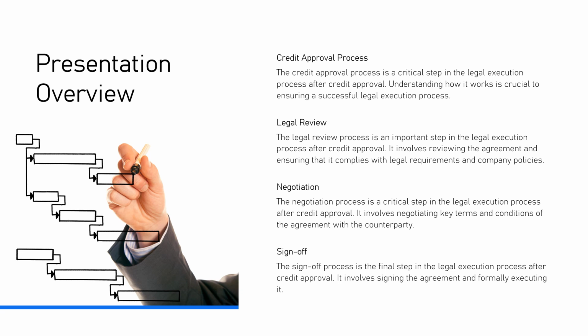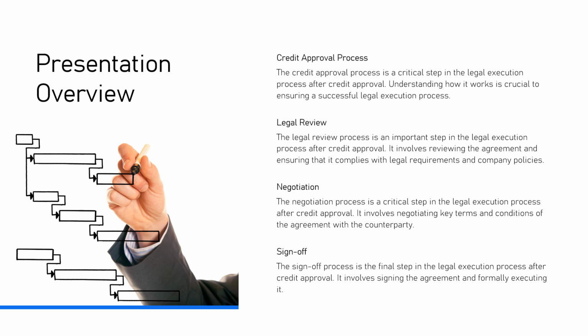The credit approval process is a critical step in the legal execution process after credit approval. Understanding how it works is crucial to ensuring a successful legal execution process. Legal review. The legal review process is an important step in the legal execution process after credit approval. It involves reviewing the agreement and ensuring that it complies with legal requirements and company policies.